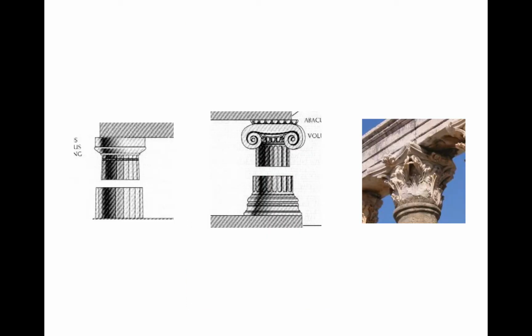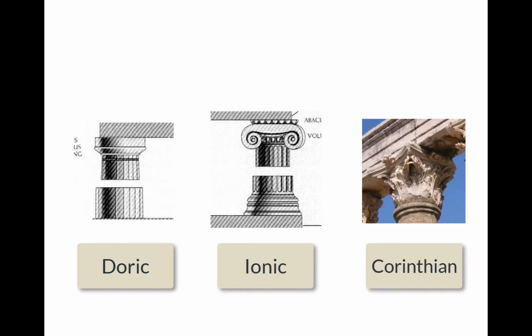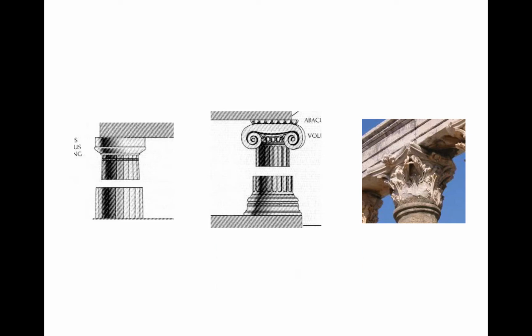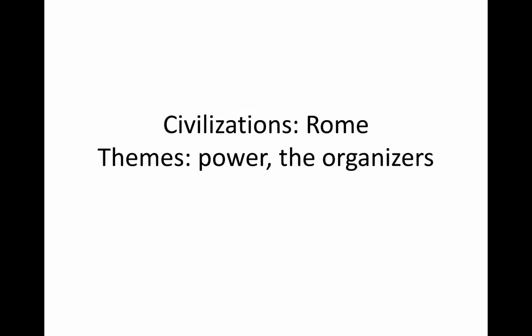Switching gears a little bit to architecture, we see different column tops. These are called capitals. The one on the left is Doric, the one in the middle is Ionic, and the one on the right is Corinthian. The Greeks use the Doric and Ionic column, and the Romans use all three. The Corinthian column was mostly seen inside in Greek culture, but the Romans use it outside as well.